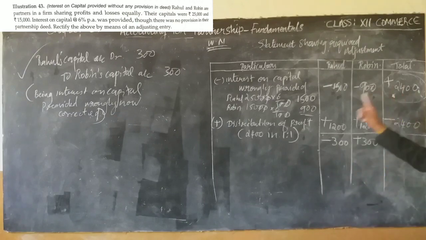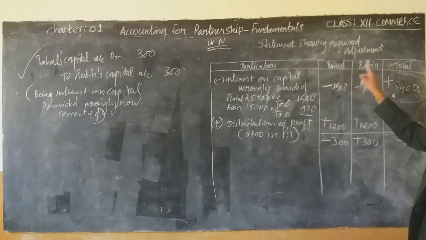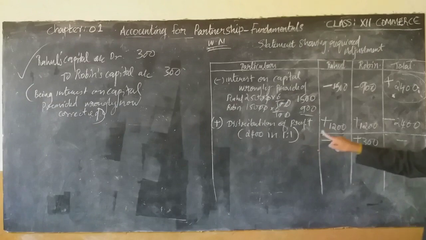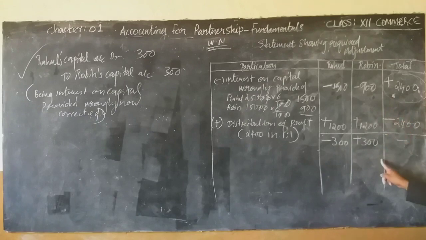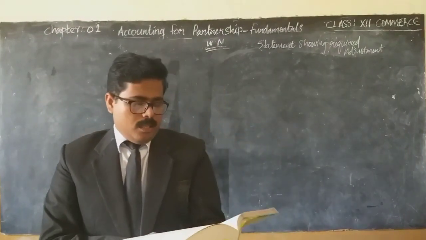So this 2,400 will be distributed among Rahul and Robin in what ratio? 1:1 ratio. That means Rahul will get 1,200 and Robin will get 1,200. So the total from our account is 2,400, then our account is nil here. Then the deficiency, that means Rahul will compensate 300 to Robin. That is the meaning. Okay, let's do one more question.